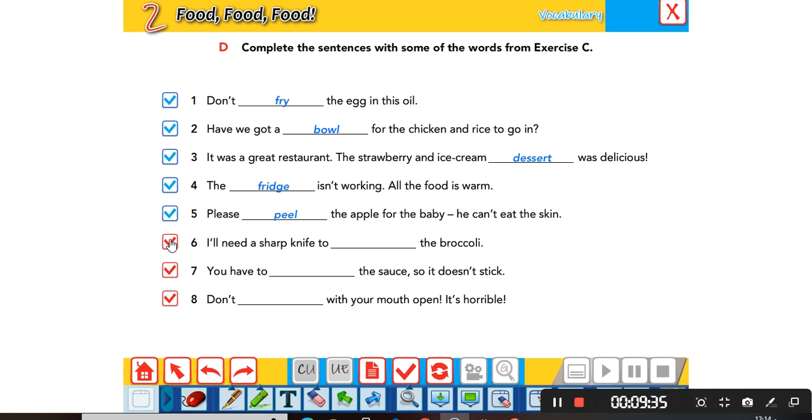Number 6, I will need a sharp knife to space the broccoli. What can you do with a knife? You can chop vegetables and chop the broccoli, which means to cut it into small pieces.